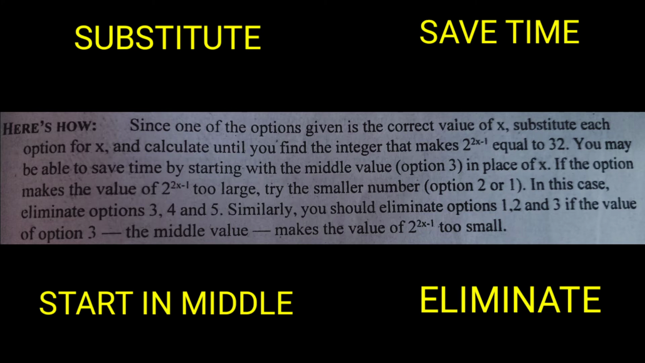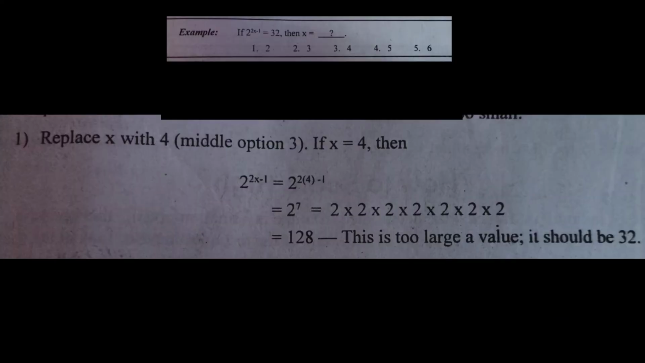Similarly, you should eliminate options 1, 2, and 3 if the value of option 3, which is the middle value, makes the value of 2 raised to 2x minus 1 too small. So replace x with 4, which is the middle option 3. Now if x is equal to 4, then 2 raised to 2x minus 1 will become 2 raised to 7, and the answer would be 128. Now if we compare this 128 to the correct answer, which is 32, this is too large.